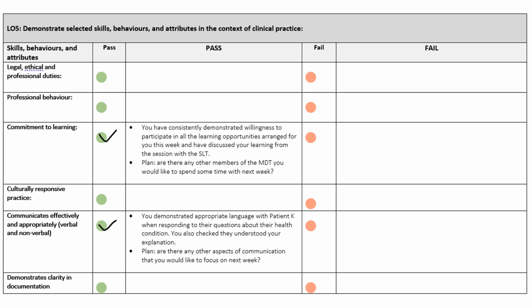So the 2 indicators that I've just picked up in this example are around commitment to learning and communicating effectively. So in the commitment to learning discussion, we've just said that the student, so this is supposedly you providing feedback to the student, has consistently demonstrated willingness to participate in the learning opportunities arranged for them in week 1, and the student has had a discussion about their learning from the session, and here I've just picked that it was a speech language therapist.